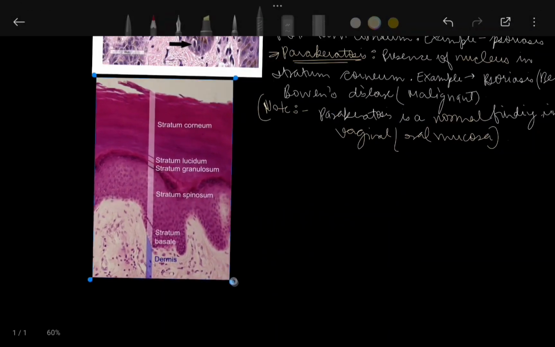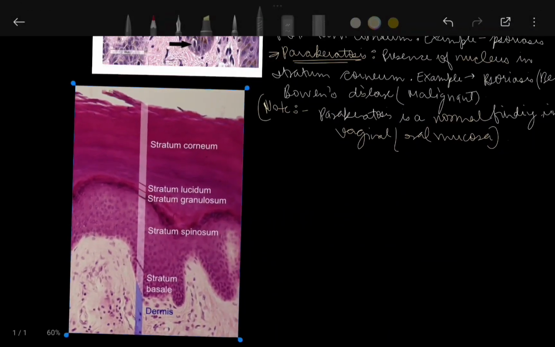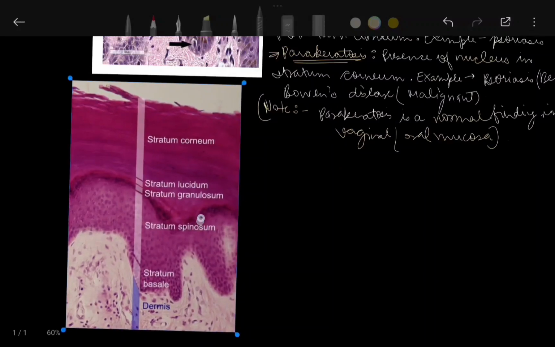Now coming to the rest of the layers, we can see this is again stratum corneum, not very well demarcated over here. Let's look at the other layers. This is stratum corneum. After this, lucidum is seen in thick skin at the soles and palms, just leave that for now. Then see the stratum granulosum. This layer is stratum granulosum, and this whole layer is stratum spinosum.